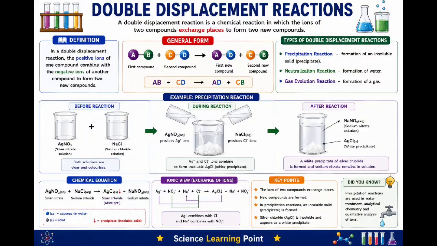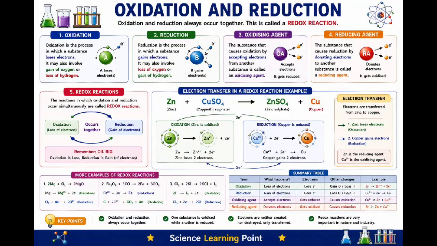Clear? Next, we are going to learn a very important topic in chemistry: oxidation and reduction. These two processes are very closely connected. When oxidation and reduction happen together, we call the reaction a redox reaction. Let's understand everything step by step. First, what is oxidation?